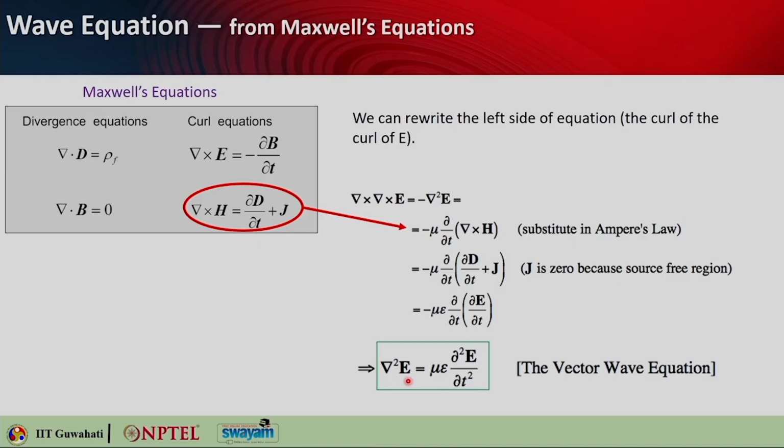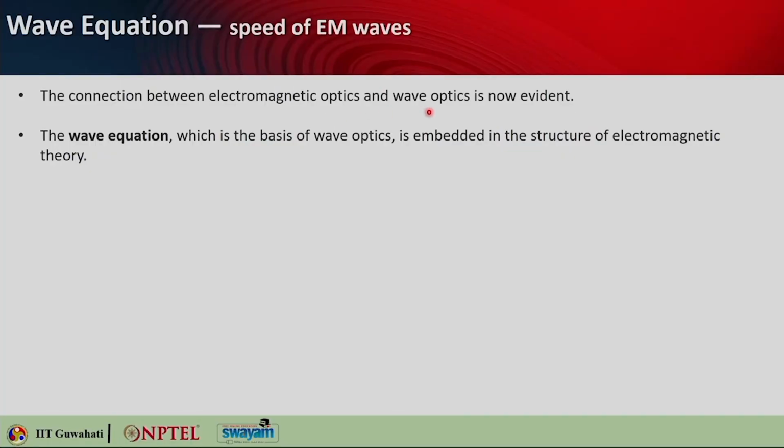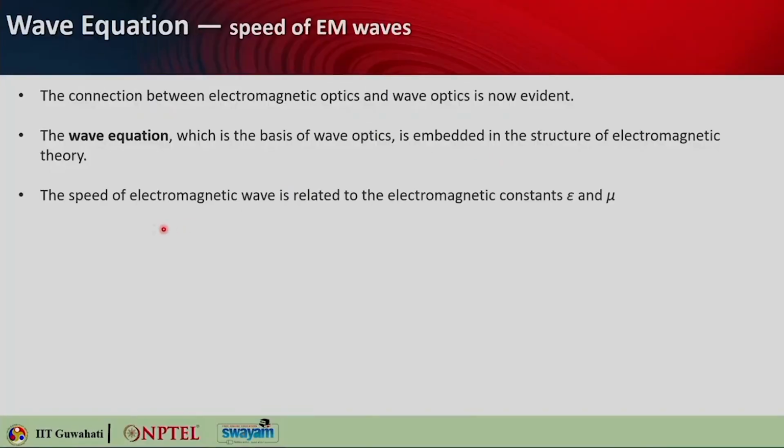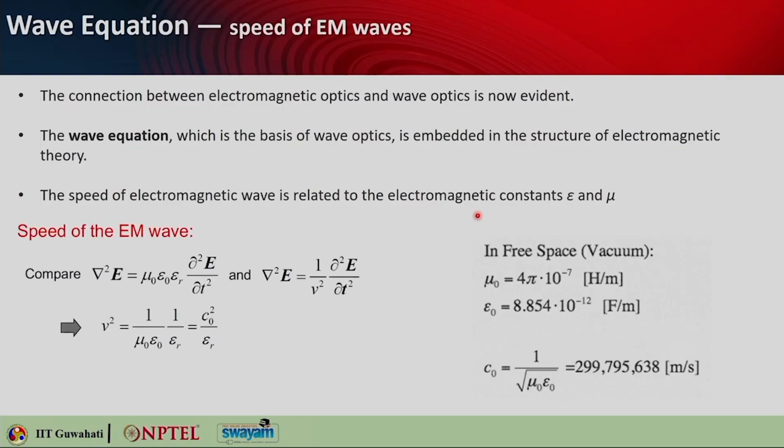Here E is a vector, so you can think of the wave equation as three scalar wave equations in the x, y and z directions. Now it is evident from the wave equation that there is a connection between electromagnetic optics and wave optics. We have seen that the wave equation is obtained from electromagnetic theory only. So we can say that the speed of the electromagnetic wave is related to the electromagnetic constants mu and epsilon. So let us look into the speed of the electromagnetic wave.